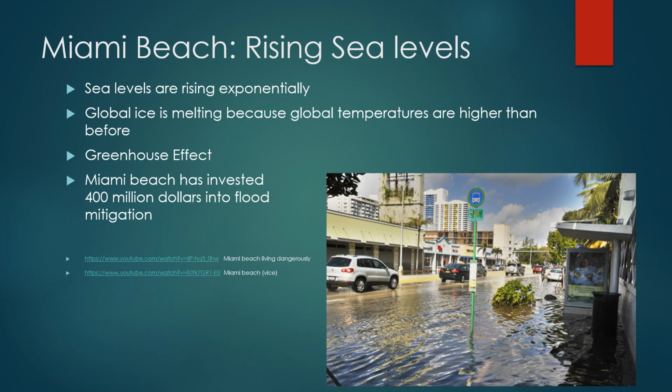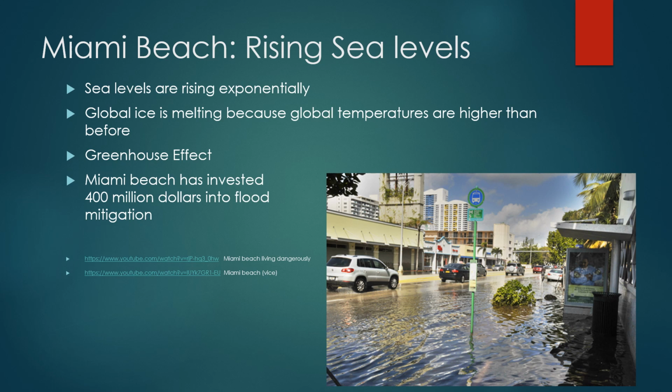Rising sea levels. For example, in Miami Beach, sea levels are rising exponentially. And you are going to watch a movie with this chapter this week. And Leonardo DiCaprio will go and talk to the governor of Florida and talk about what they're doing to mitigate that ocean water. This picture here is just a regular day water coming in to Miami Beach, and they have invested $400 million into flood water mitigation.